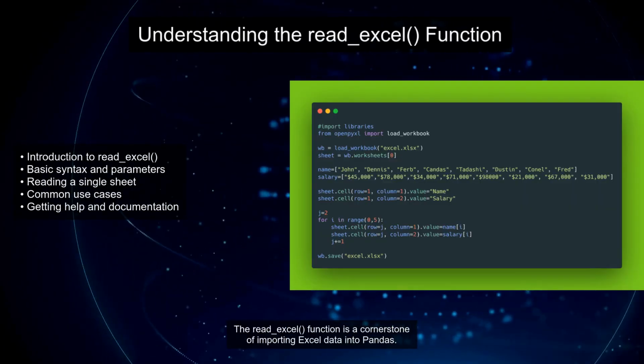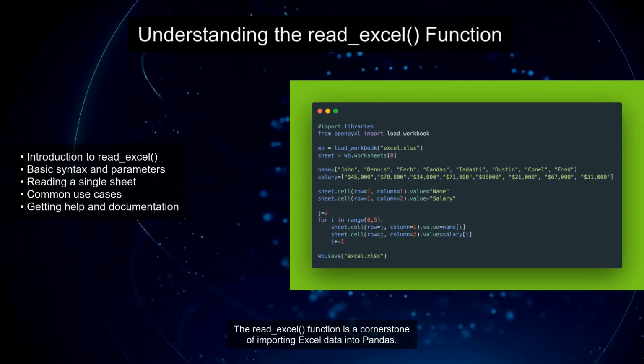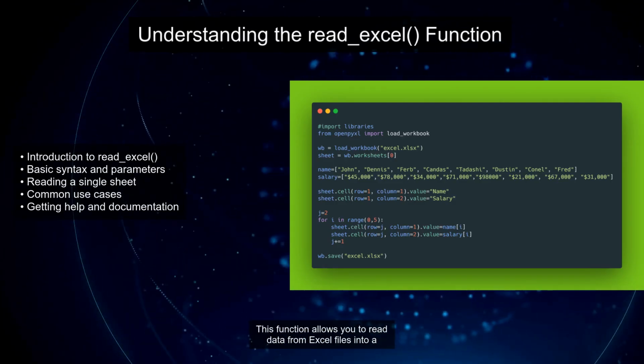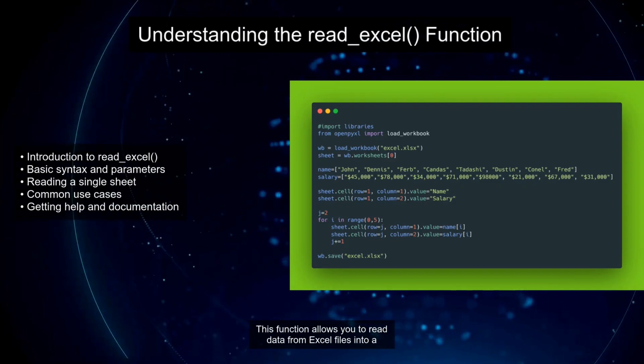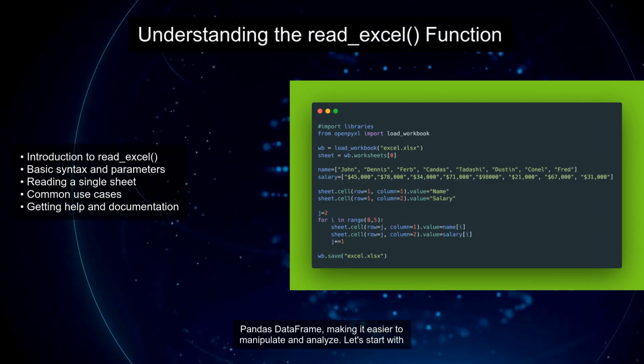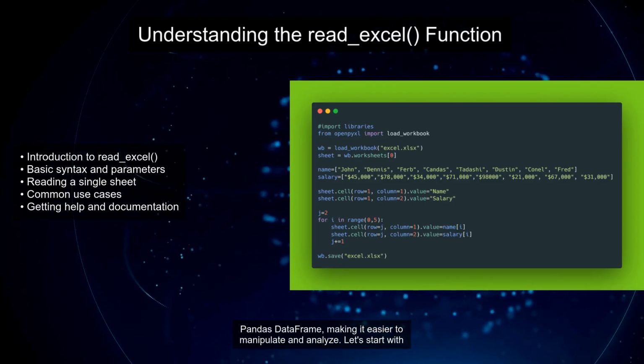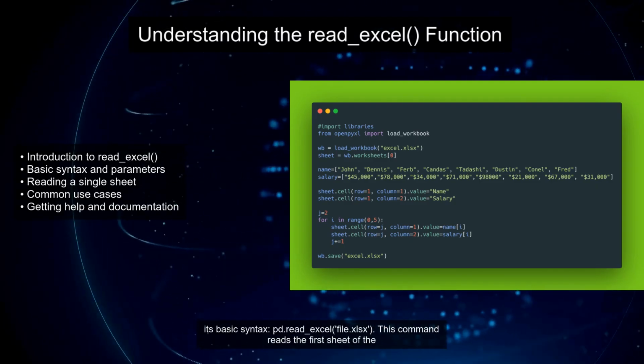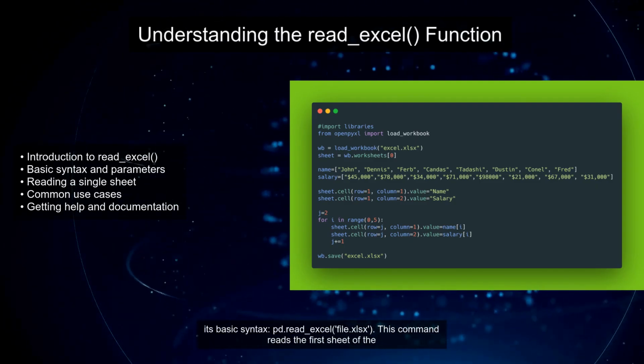The read_excel function is a cornerstone of importing Excel data into Pandas. This function allows you to read data from Excel files into a Pandas data frame, making it easier to manipulate and analyze. Let's start with its basic syntax, pd.read_excel('file.xlsx'). This command reads the first sheet of the specified Excel file.